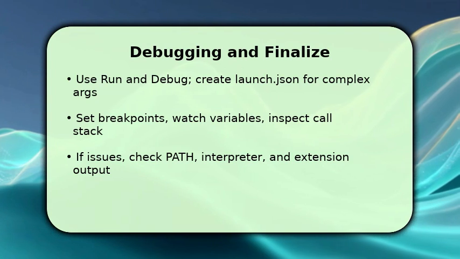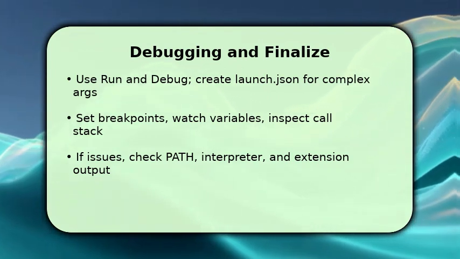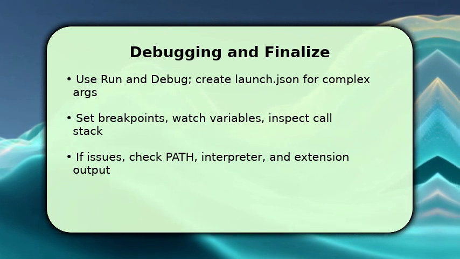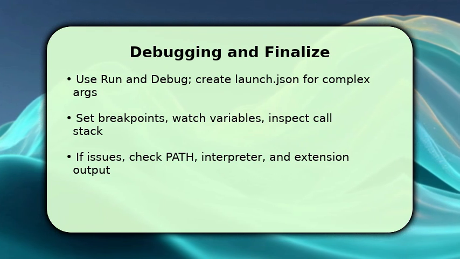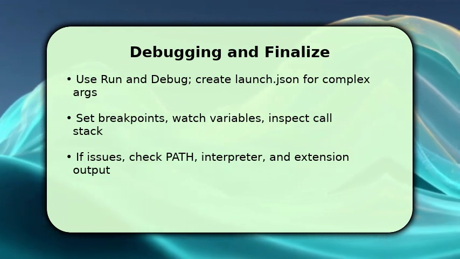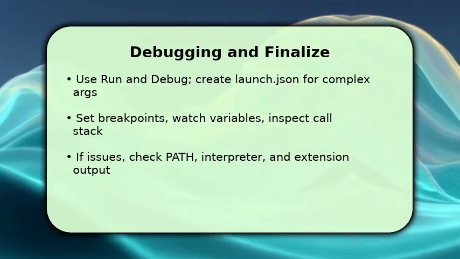Press Run and Debug, add a simple configuration, or let VS Code auto-create launch.json for the file. Set breakpoints, step through code, and inspect variables to confirm behavior. Make sure the terminal uses the activated environment and that linting shows no interpreter errors.